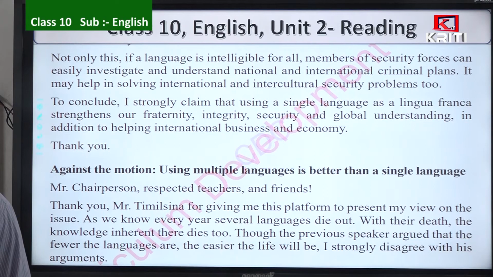And finally, Karma concludes that using a single language is better because it is a form of common language which everyone can easily understand. English has been the lingua franca in the world. Everyone can easily understand this language nationally and internationally. That's the point that Karma has made.